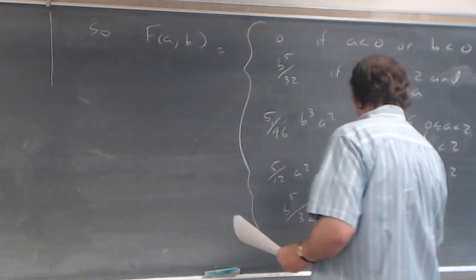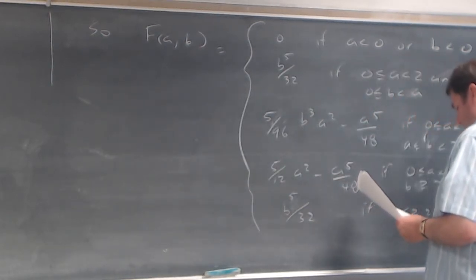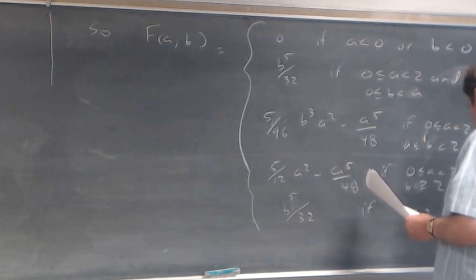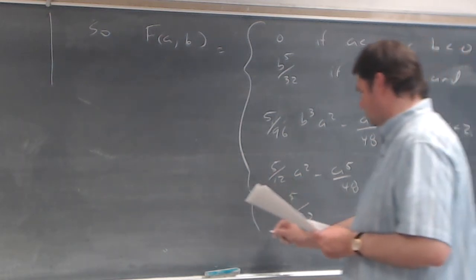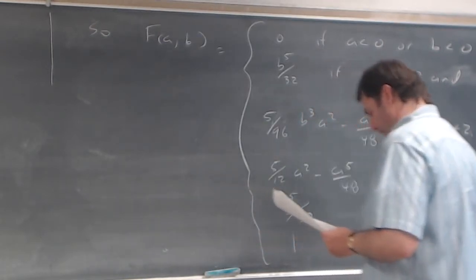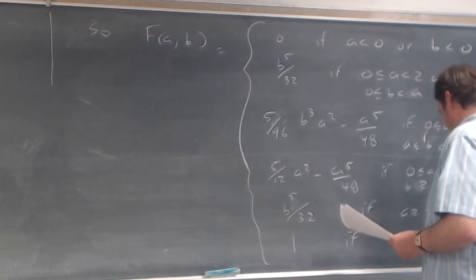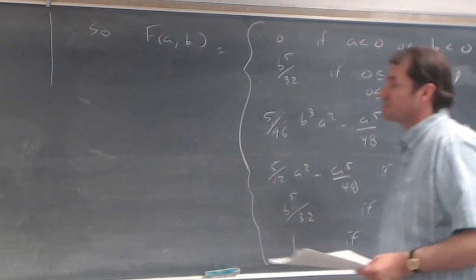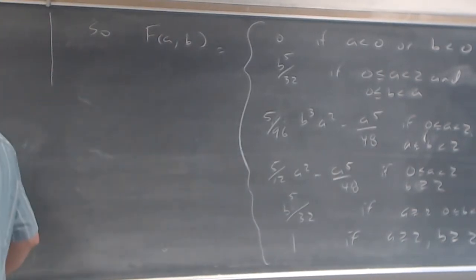And that was if a is greater than or equal to 2 and 0 is less than or equal to b is less than 2. And then we had 1 if a is greater than 2 and b is greater than or equal to 2. That's how we could summarize it. It's a complicated, long calculation.